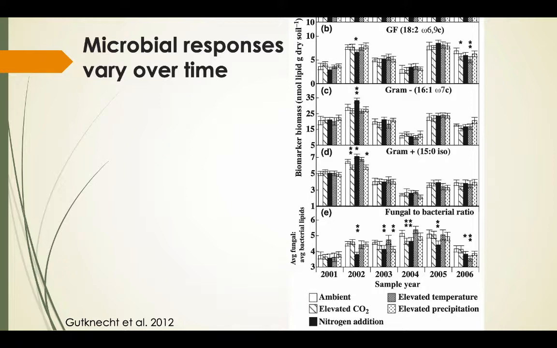Then this is a chapter from my own dissertation, and one thing that we saw here was actually not a lot of changes. We looked at six years of data, and we saw lots of responses to nitrogen addition. Those are the black bars. We saw that fungal to bacterial ratios were really changing, especially to nitrogen, but also to some other factors. But the exact response to temperature, precipitation, elevated CO2, and nitrogen addition, compared to the white bars in ambient, were different in different years and for different communities.